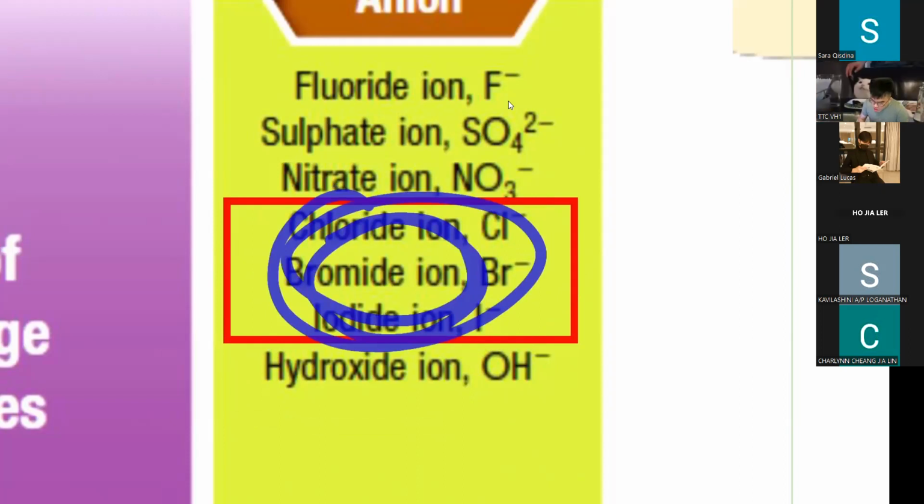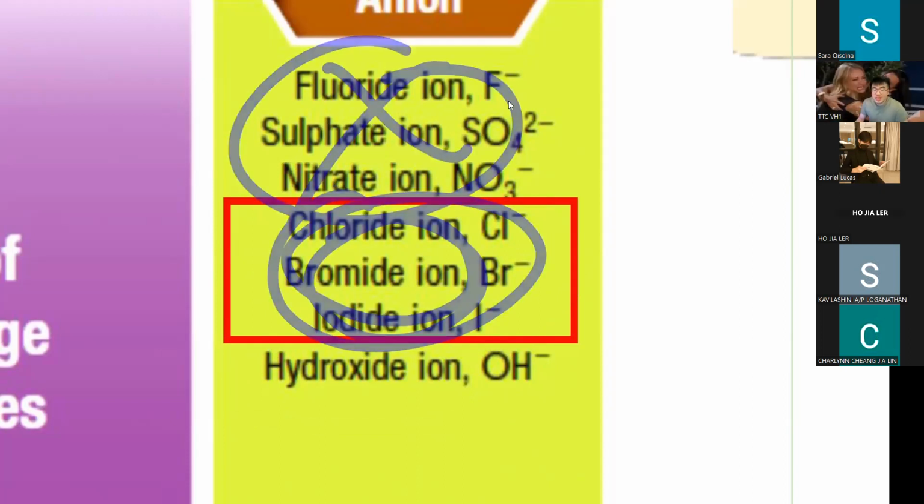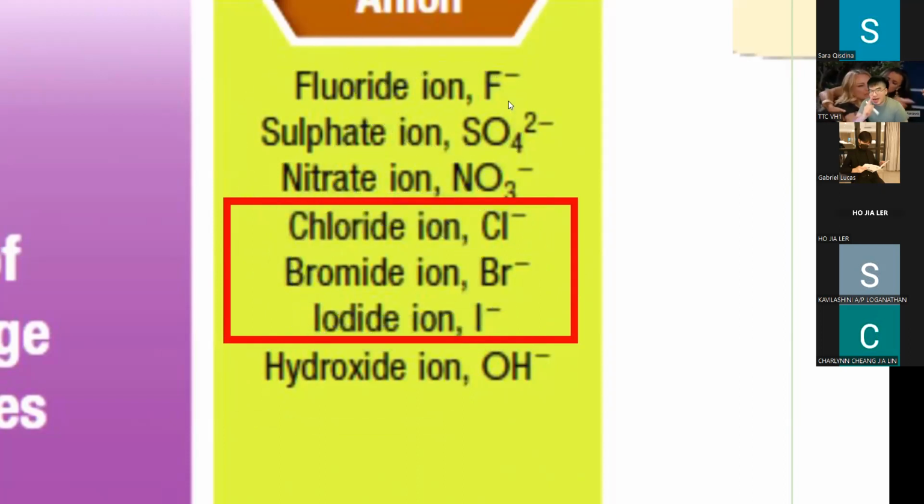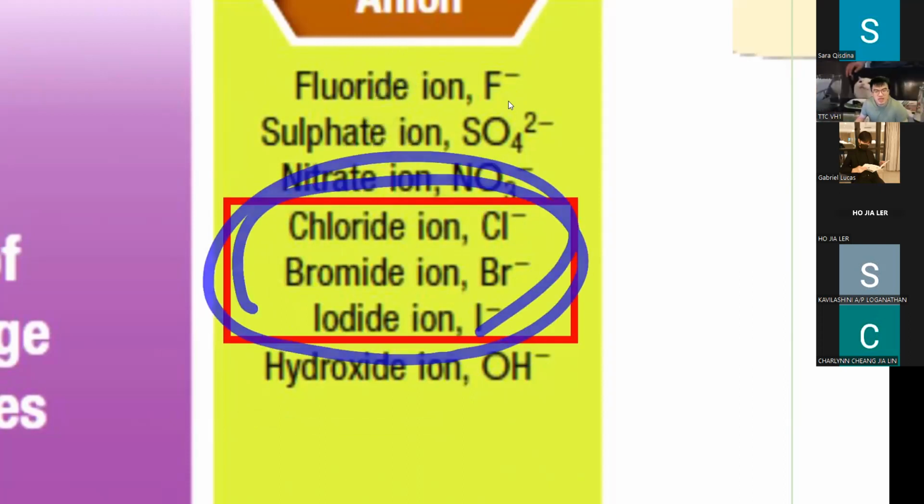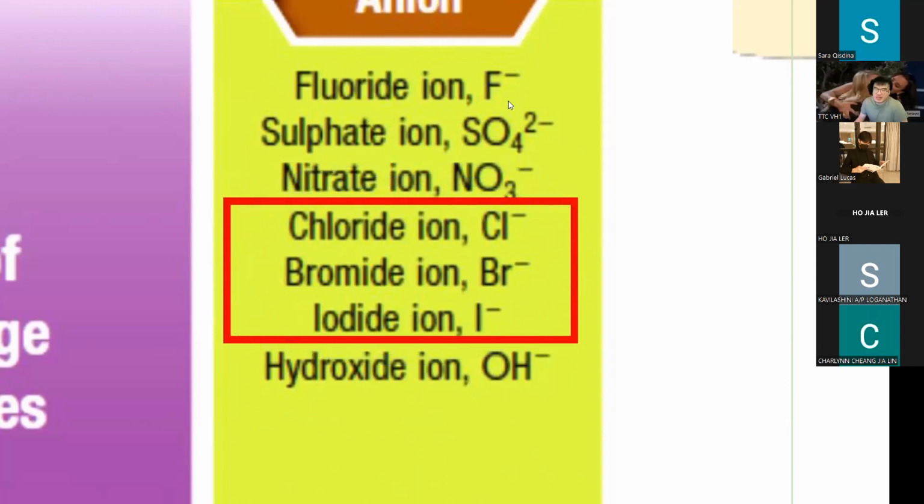All right? But these three, we will never choose them. Even if it's concentrated, guys, we will never choose fluoride, we will never choose sulfate, we will never choose nitrate. Only the red box here: chlorine. I think you only need to memorize chlorine, because chlorine is usually what we use.